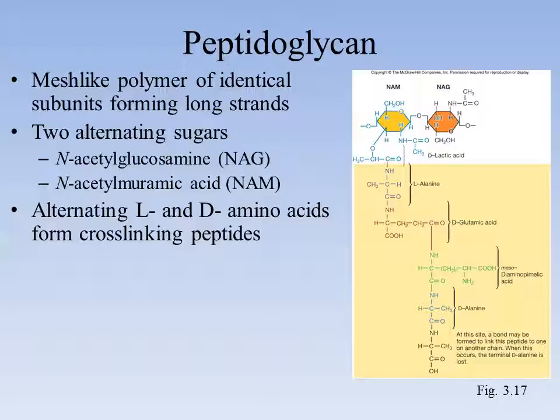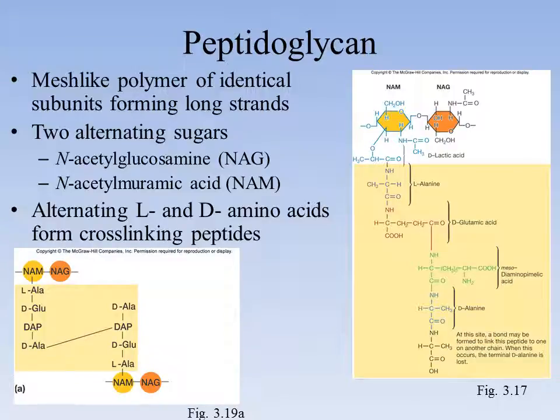Connected to that, particularly connected to the NAM, we're going to have alternating chains of amino acids. So there's alternating L and D amino acids. You need to go back to organic chemistry and remember what L and D was. You don't have to really remember, just know that there's a difference in the structure between L and D amino acids. L amino acids are present in proteins, D amino acids are not. So you get this alternating chain of L and D amino acids that come off our NAM here. In this example, we have alanine, glutamic acid, diaminopimelic acid, alanine. So there's a long chain here that comes on, and that's going to be used for cross-linking our sugar chains together.